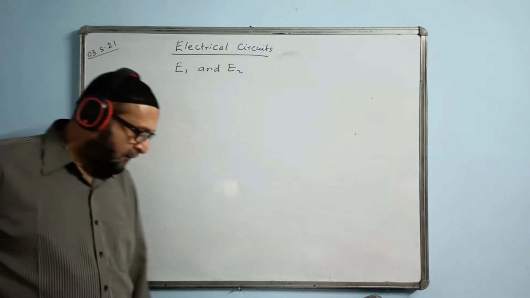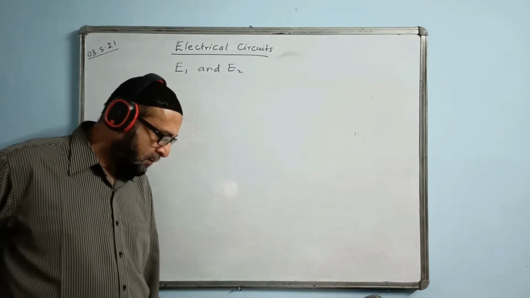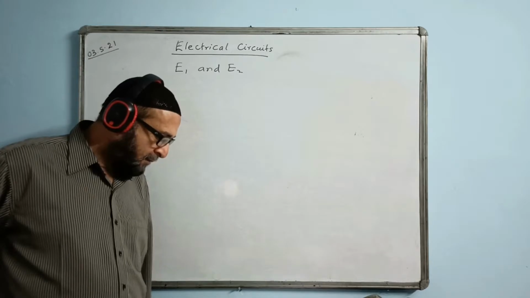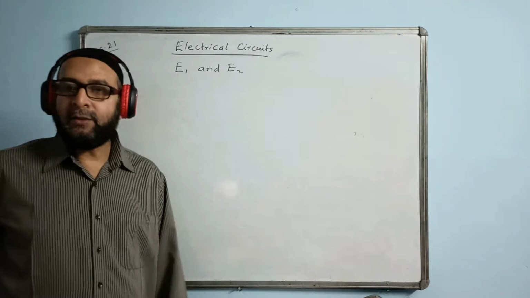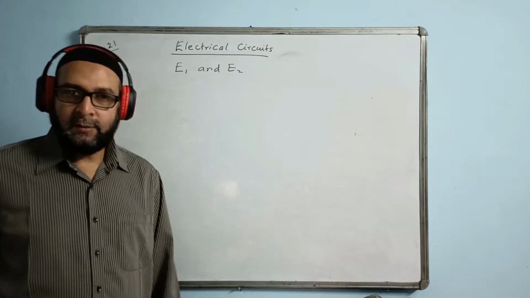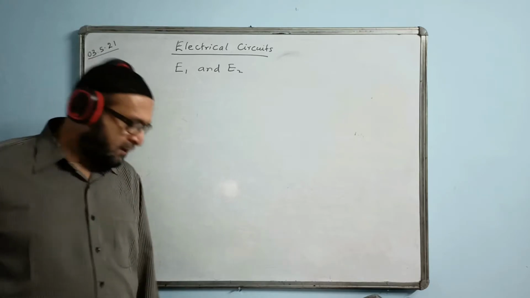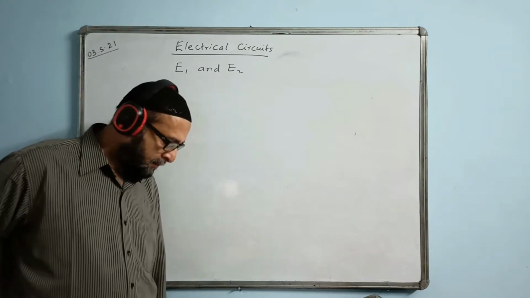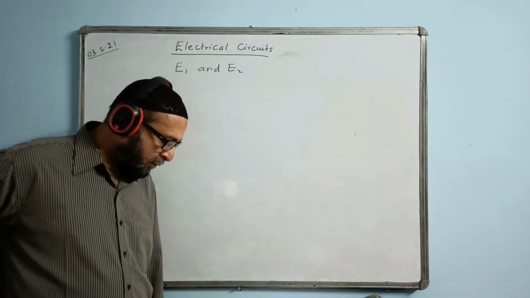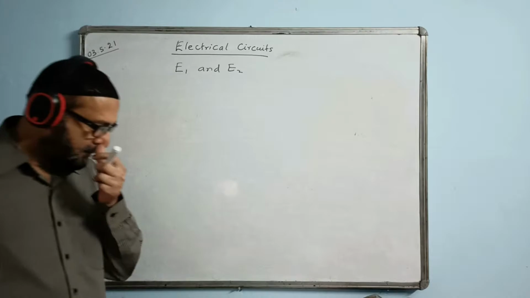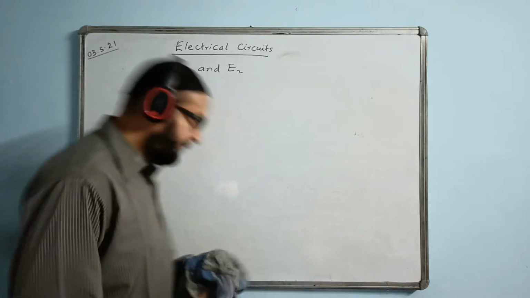Find the magnitude and direction of currents I1 and I2 flowing through the cells.